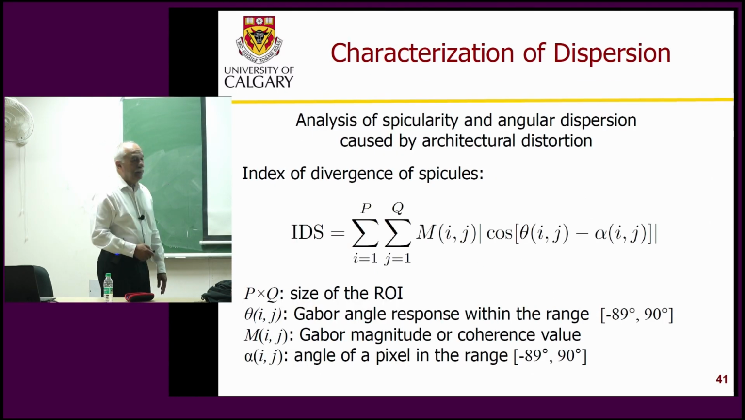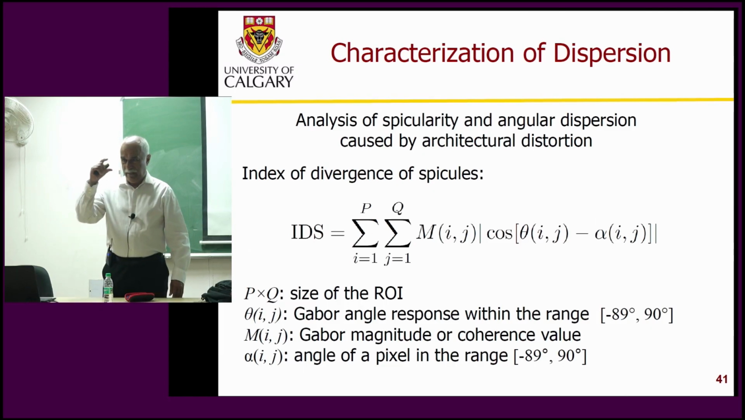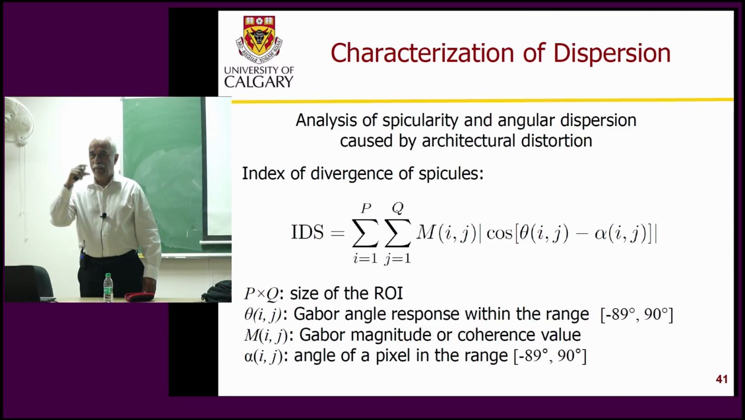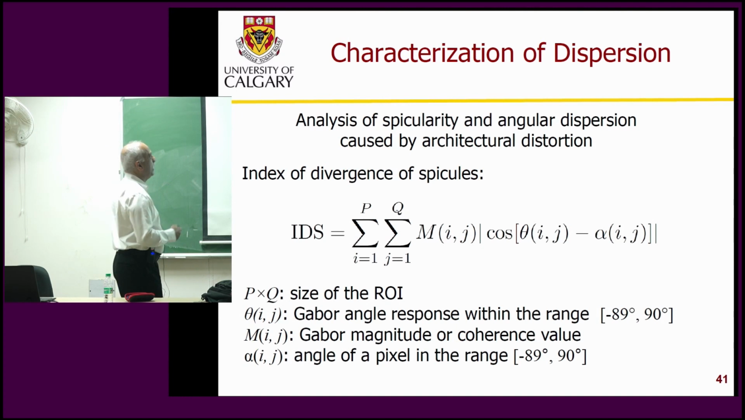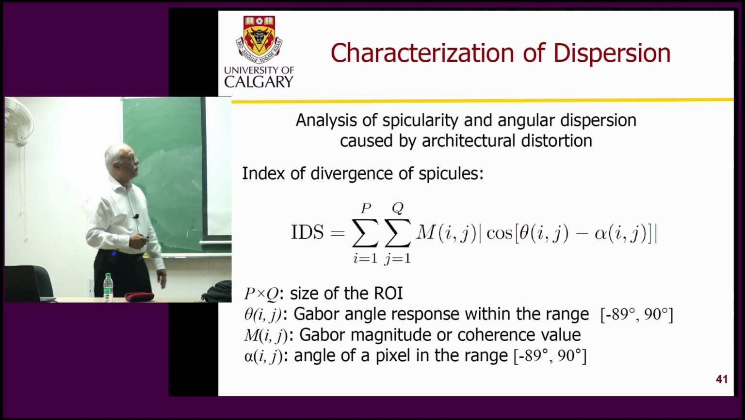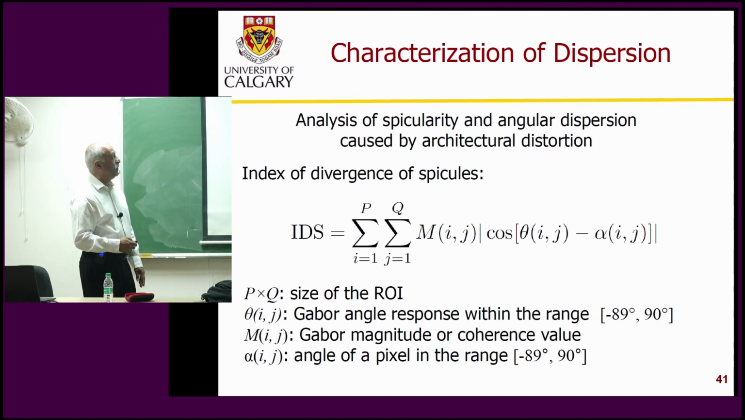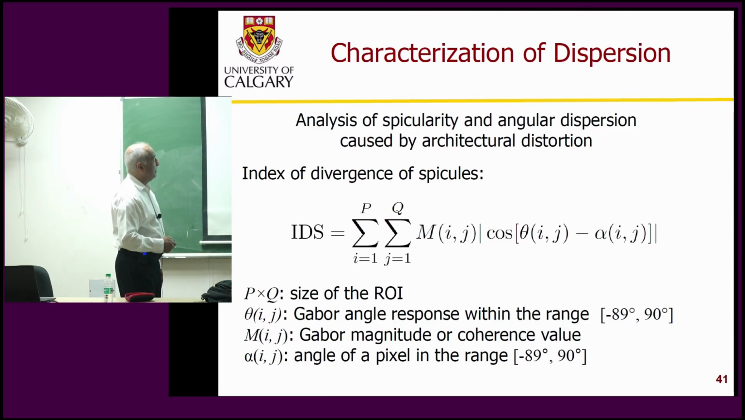Then for each of those regions that have been cut, do further pattern analysis. We computed some more measures of specularity and angular dispersion caused by architectural distortion. One of them is called divergence of spicules.